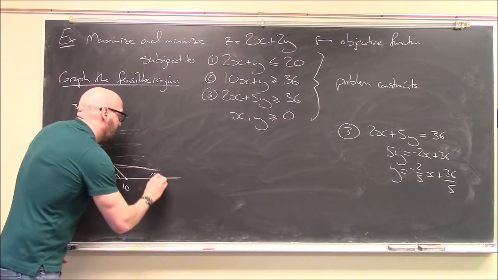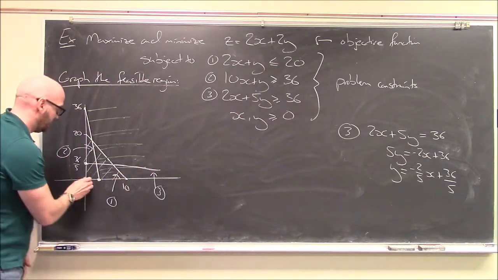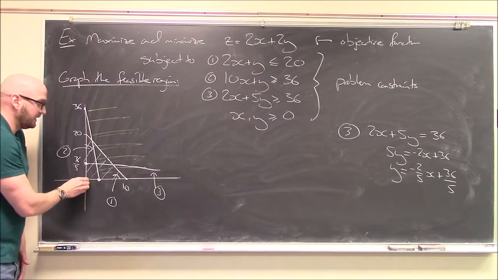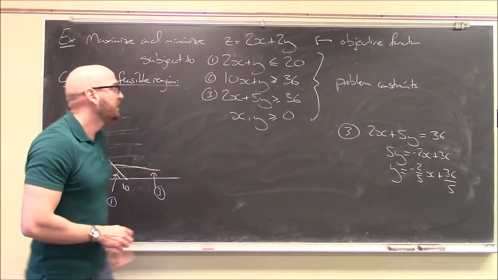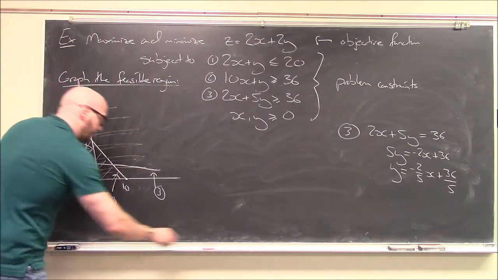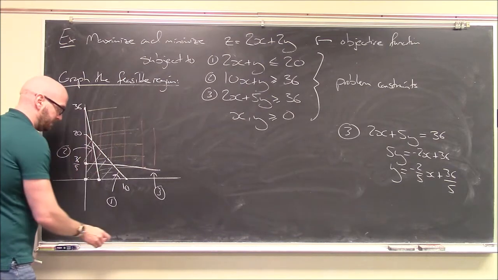So here's boundary line number 3. What side of this line am I looking at? Again, take any point not on this line, so we'll take the origin. Plug in 0, 0, I get 0 is bigger than 36. That's not true, so I'm looking at everything above this line.